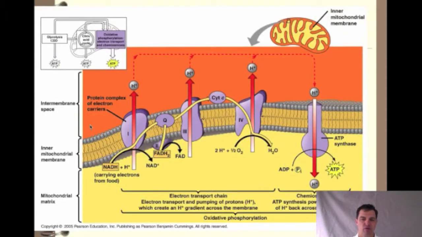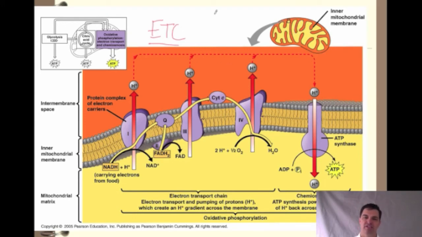In the final step, this is called the electron transport chain, also called the ETC. And you might be able to guess at this point, what does the electron transport chain do? It transports electrons. So this is going to happen across the inner membrane of the mitochondria.